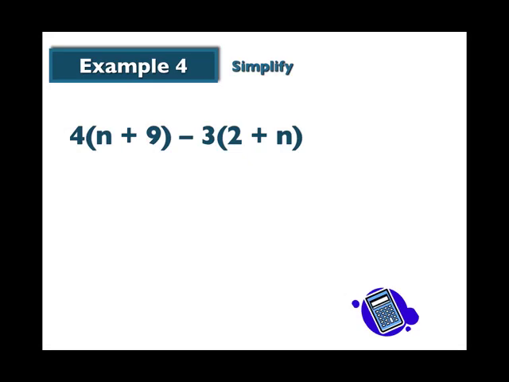So now we're going to combine that with the distributive property, and I'll work this one out with you. So please copy the example onto your paper.